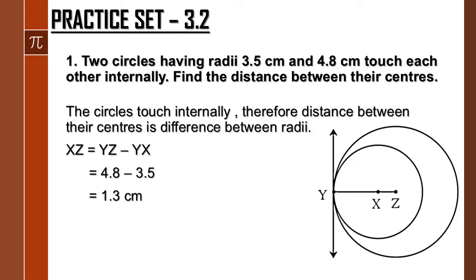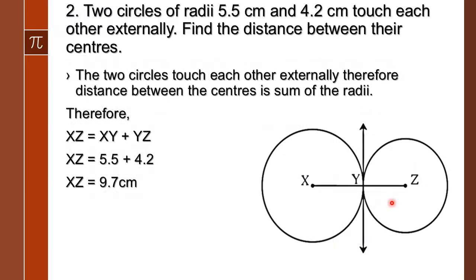Okay, now let's see the next problem. Here the circles are touching externally. So if you see the figure like this, the circles are touching. One circle has radius 5.5 centimeters, the other one has radius 4.2 centimeters. We need to find the distance between the centers.